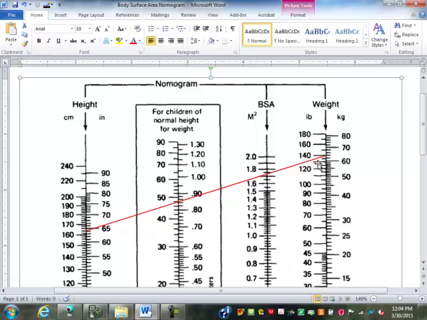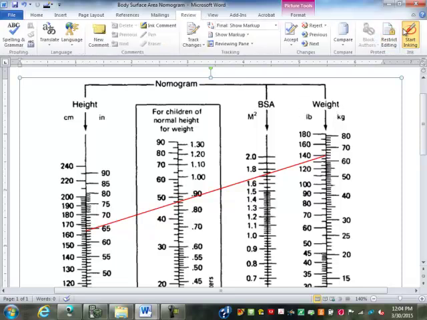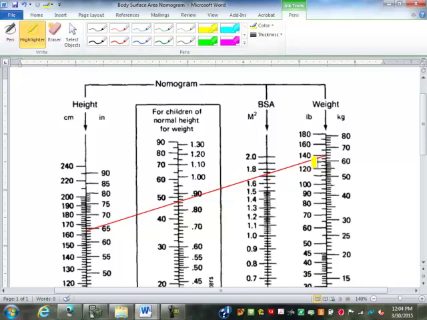So our 140 pounds are over there. The weight is on this far right side. The BSA, or body surface area, is given in this column right here. So we look to see where that crosses. That's 1.7 here, so it's between 1.7 and 1.8. Actually, between 1.7 and 1.75. Looks to me like it's closer to the 1.75, so I would say maybe 1.73.